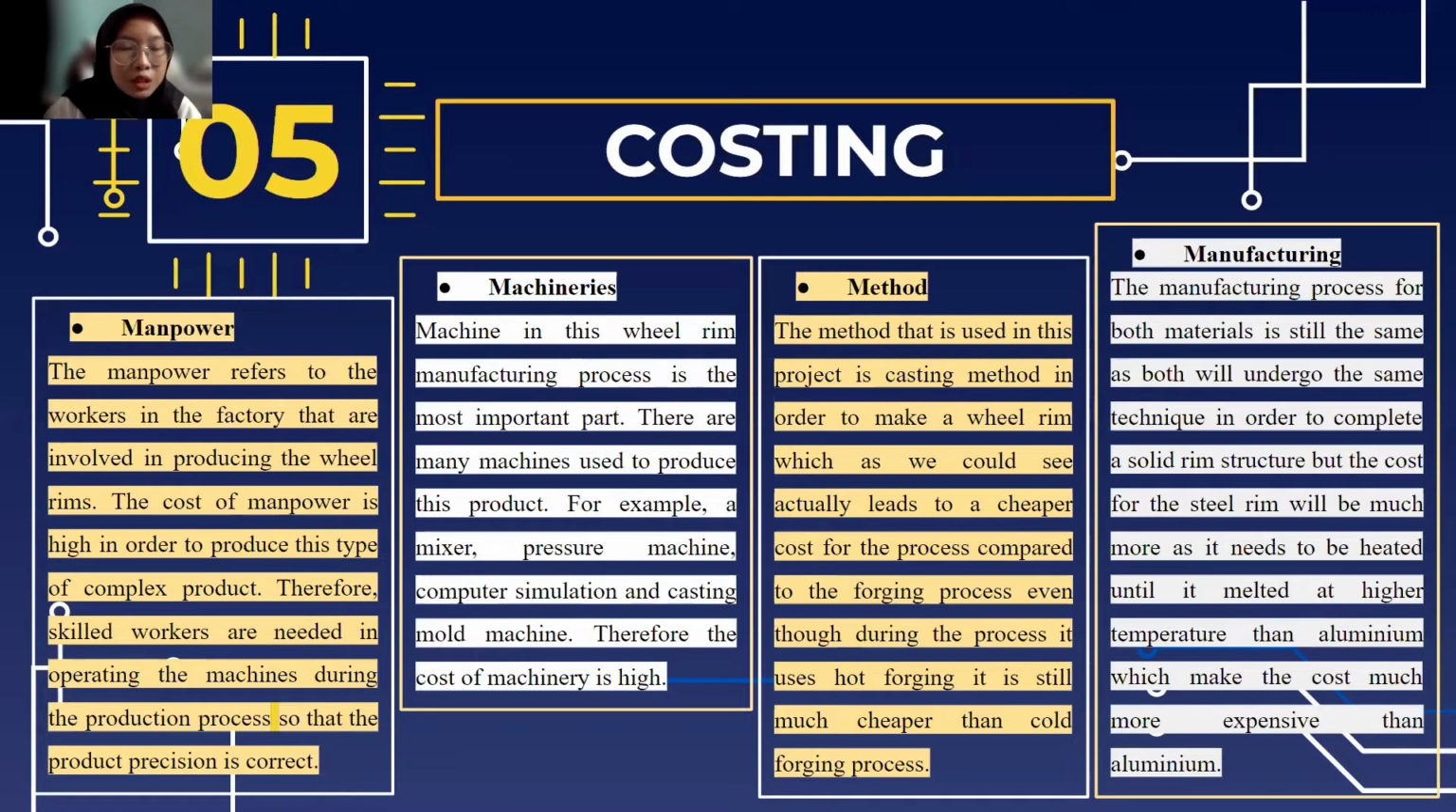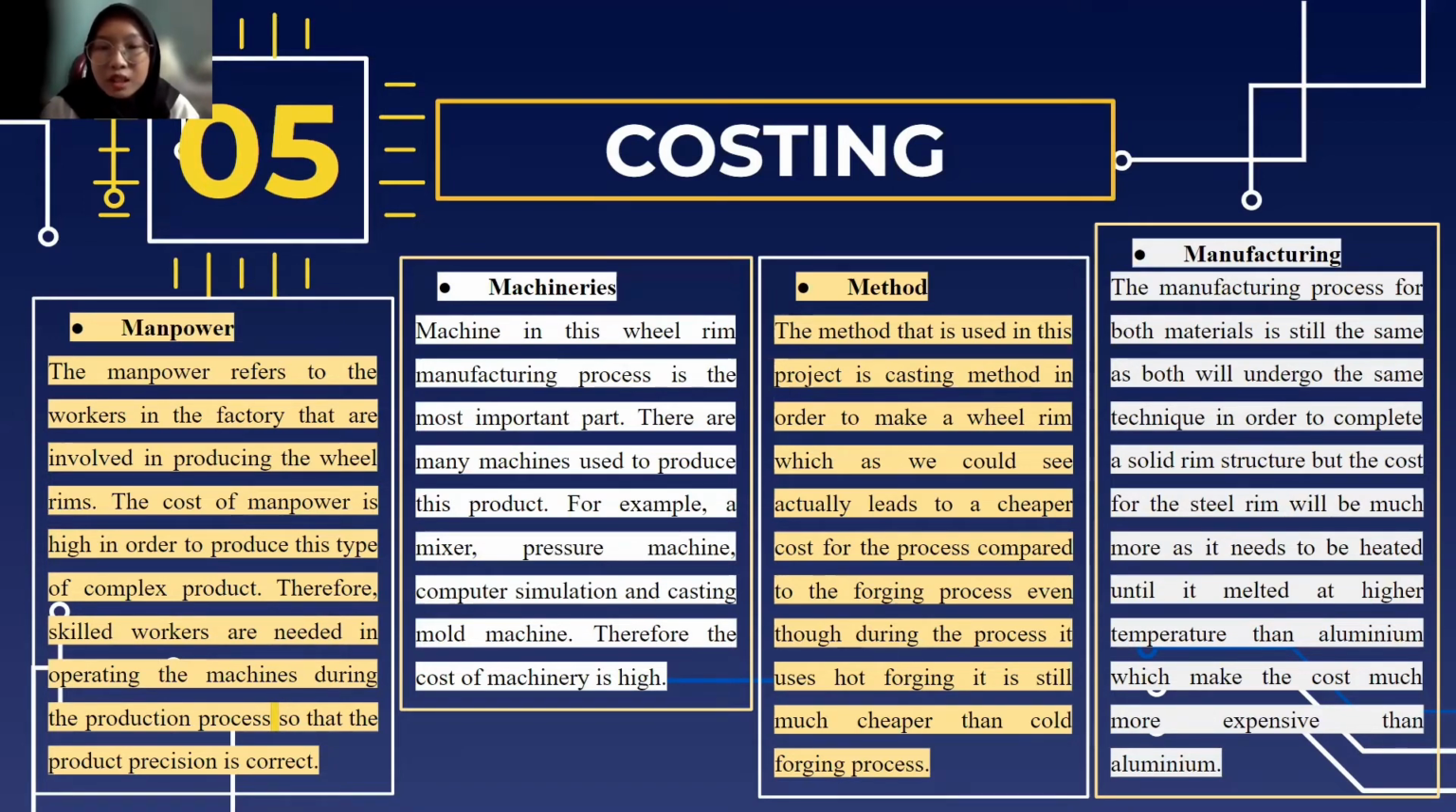Therefore, skilled workers are needed in operating the machines during the production process so that the product precision is correct. The next one is machineries. Machinery in this wheel rim manufacturing process is the most important part. There are many machines used to produce this product, for example, a mixer, pressure machine, computer simulation, and casting mold machine. Therefore, the cost of machinery is high.